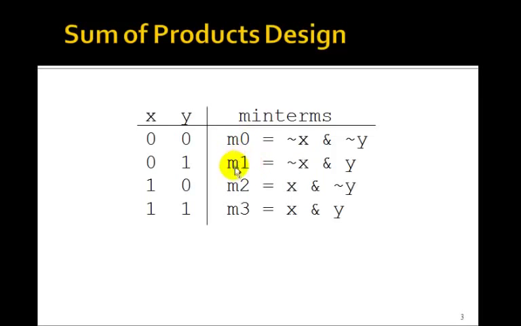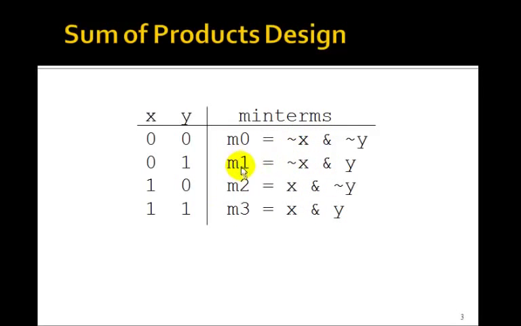How can we make min term M1 be 1? Well, if X is 0, we must NOT it to get a 1. If Y is 1, it's already 1, so we just leave it, and again 1 and 1 is 1. How do we make M2 be 1 if X is 1 and Y is 0? Well, X is already 1, so we just leave it. Y is 0, so we need to NOT it, so X and NOT Y would be 1 if X is 1 and Y is 0. Of course, if they're both 1 coming in, then we can just say X and Y, because 1 and 1 will be 1. So these are the definitions of min terms.